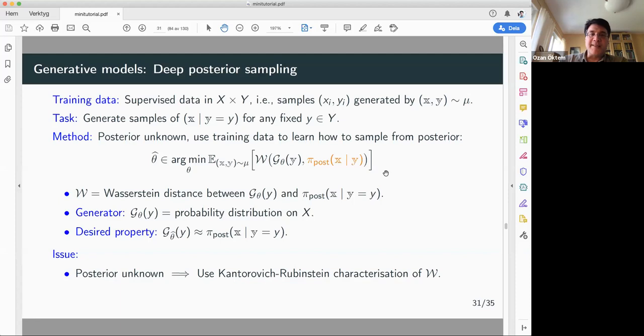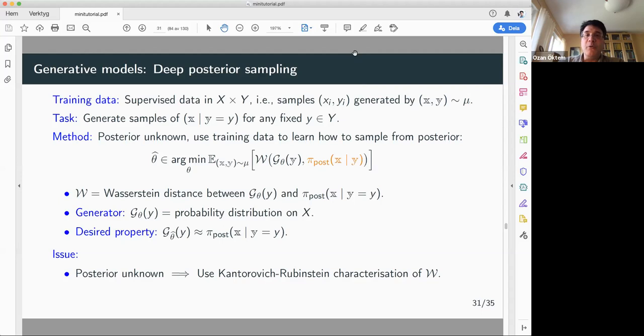You set up this optimization problem. You say, oh, if I knew the posterior, then I could have a parameterized family of probability distributions. I call them the generator. And I'm looking among all of these and picking the one that is closest to the posterior in some sense. So the W is the distance between the probability distributions. And I'm minimizing the average discrepancy, so to say. The problem, of course, is that the posterior is unknown. So this formulation doesn't quite make sense, perhaps.